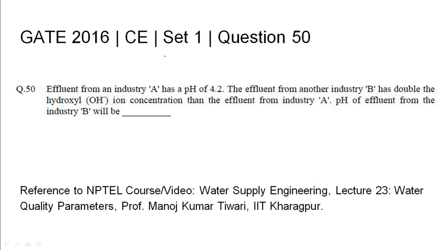GATE 2016 Civil Engineering Set 1 Question 50. Effluent from industry A has a pH of 4.2. The effluent from another industry B has double the hydroxyl ion concentration from the effluent from industry A. The pH of effluent from the industry B will be. The relevant NPTEL reference has been listed.